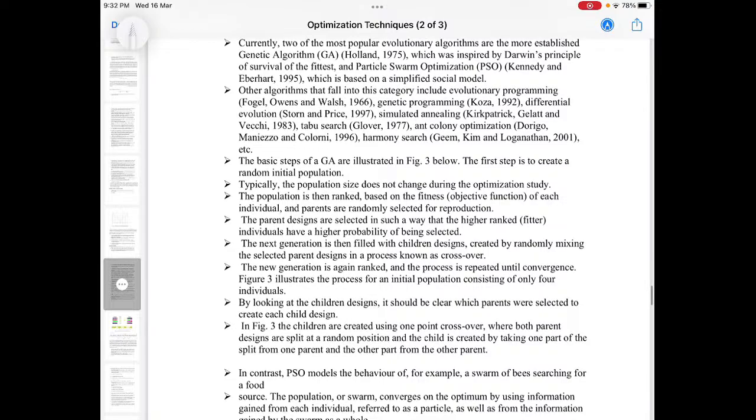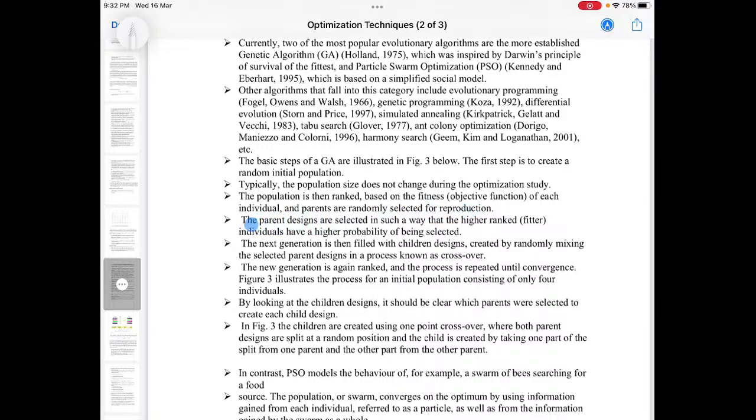The first step is to create a random initial population. Typically the population size does not change during the optimization study. The population is then ranked, as seen in the figure, based on the fitness or the objective function of each individual, and the parents are randomly selected for reproduction.